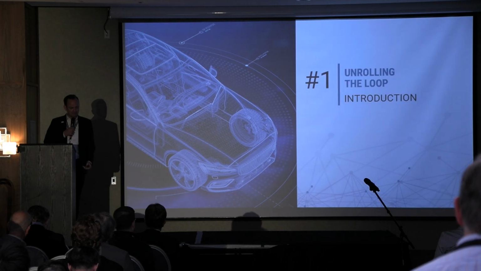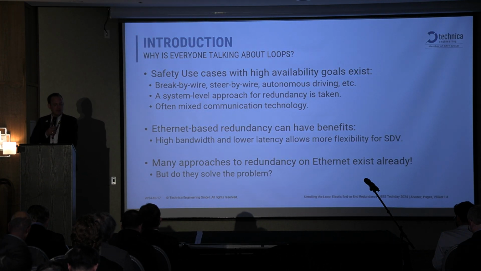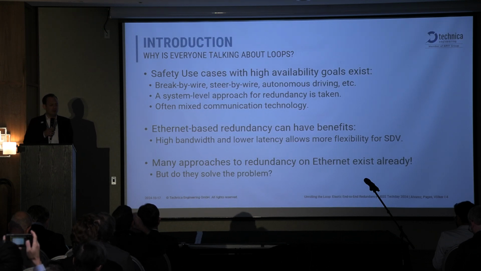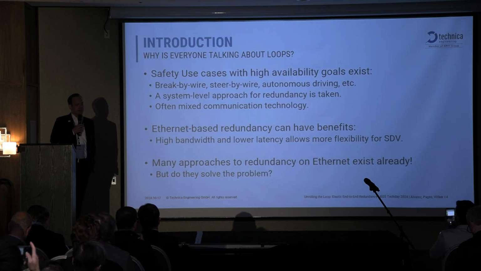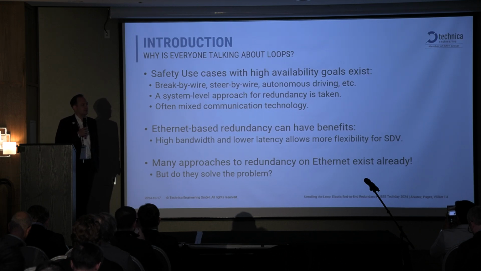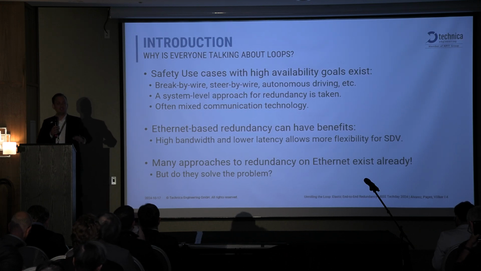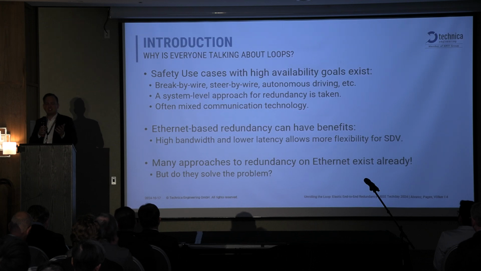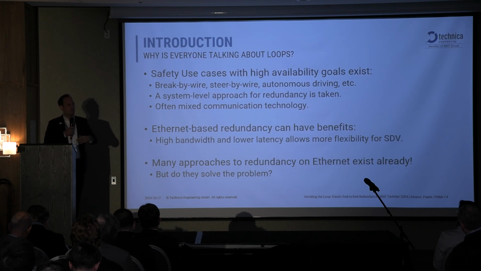So there we go. Why is everyone talking about loops and redundancy? We all know a couple of use cases that really make sense, right? So brake-by-wire, steer-by-wire, some autonomous driving features. Redundancy might make a lot of sense. Often we see system-level redundancy, meaning that it's not an Ethernet-only redundancy thing, but maybe you have a CAN and an Ethernet at the other side. That's not a use case we can really solve. We can only solve it on a system level.